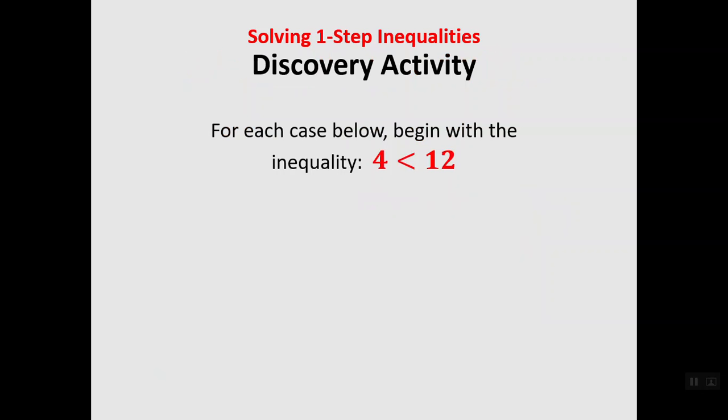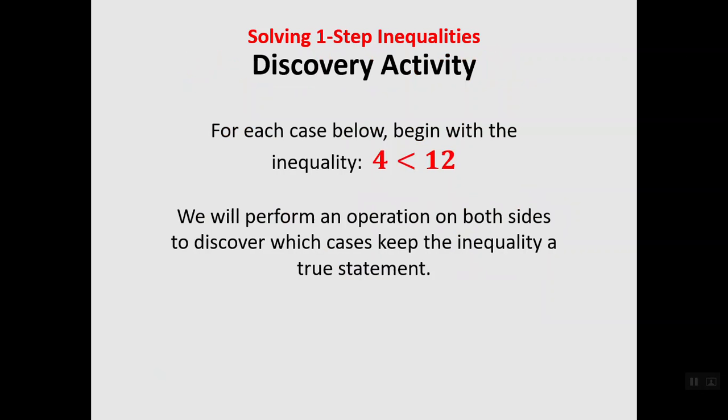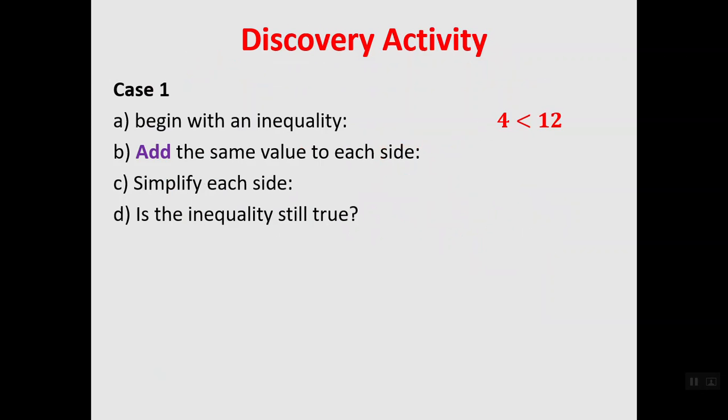We have a number of cases where we're going to start with an inequality. For each one, it's going to be the same one: 4 is less than 12. And I think we can all agree that 4 is in fact less than 12, so that's a true statement. What we're going to do is perform an operation on both sides. We're going to discover whether doing what we do keeps the inequality as a true statement. The very first one is written for you, so you can just look as we follow along.